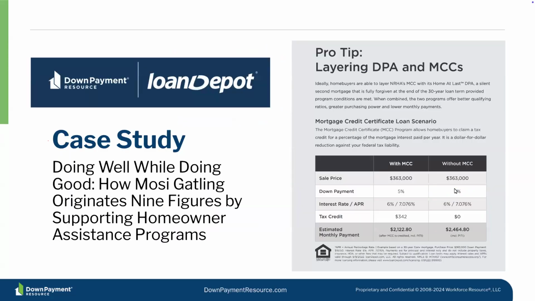And here we have a recent case study in collaboration with Loan Depot. It details the success originator Mosey Gatling has had engaging partners to explore affordable mortgage solutions for home buyers. The visual is regarding layering two Nevada Rural Housing Authority's programs, in this example, DPA and an MCC, of course, if conditions permit. The example depicts the potential savings when exploring affordable mortgage solutions for your home buyers.